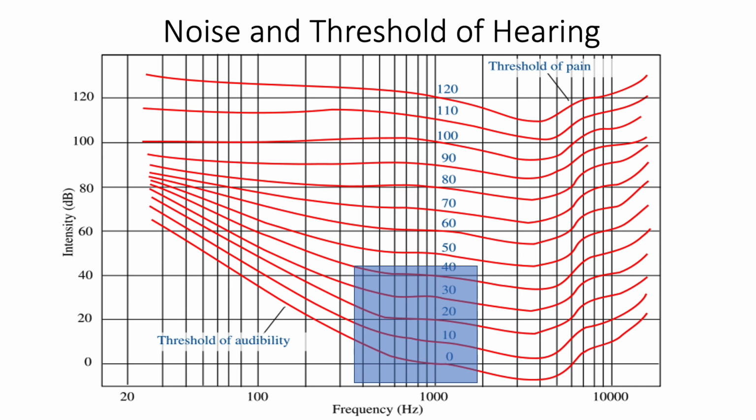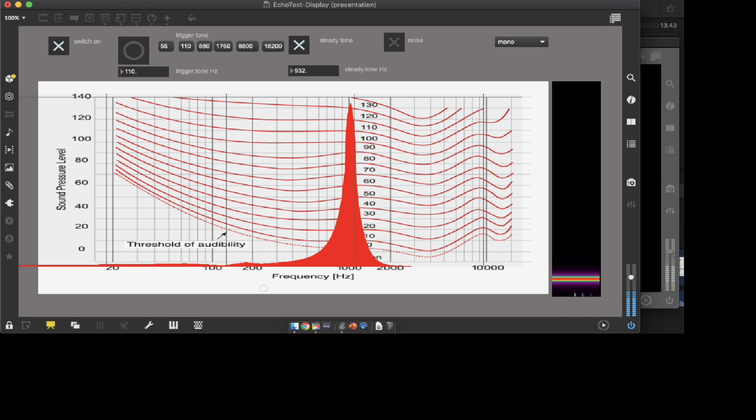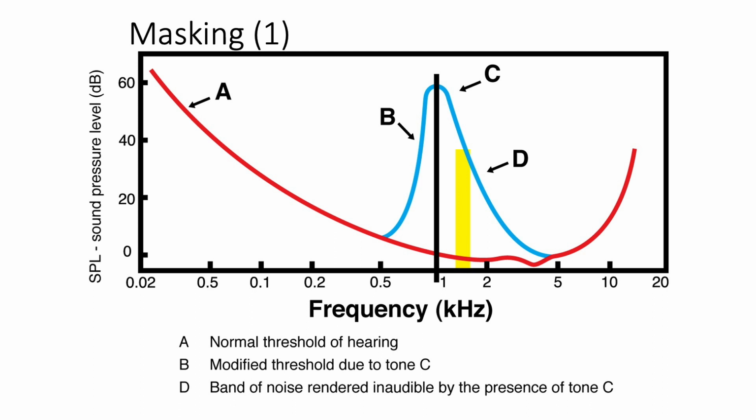Let's play that echo test again, this time against a background of a steady middle frequency tone. How did your echo counts change with this one? Did you find that the low and high frequency echo counts were more or less the same, but the middle frequency only had a few echoes that you could hear?